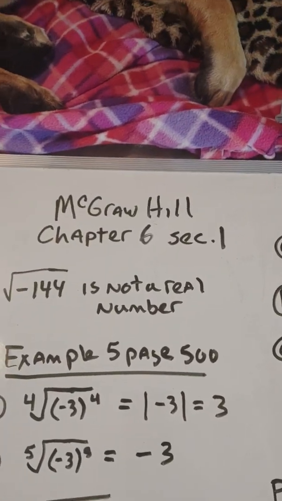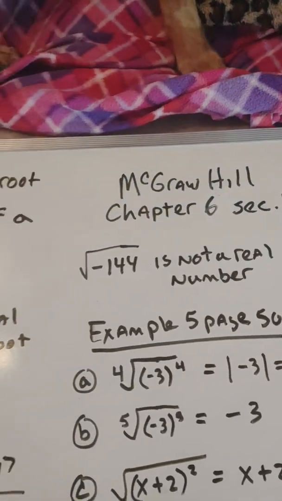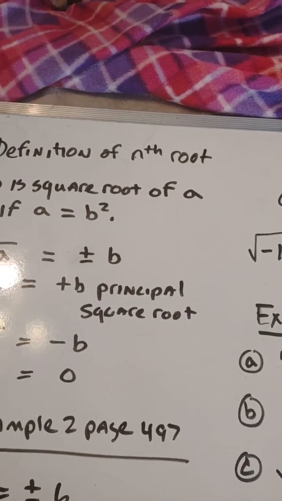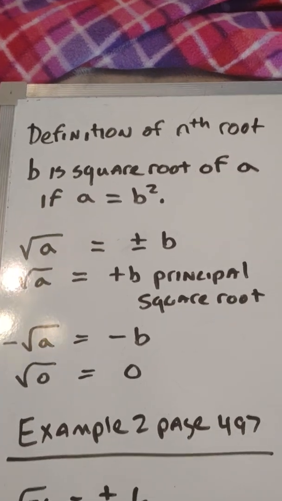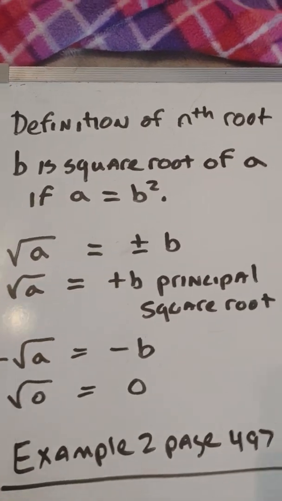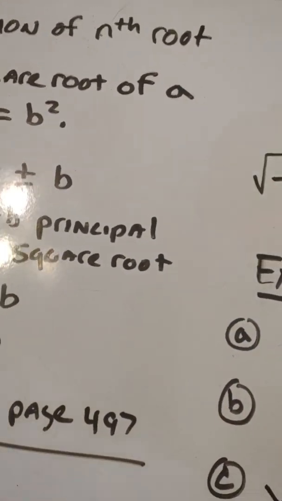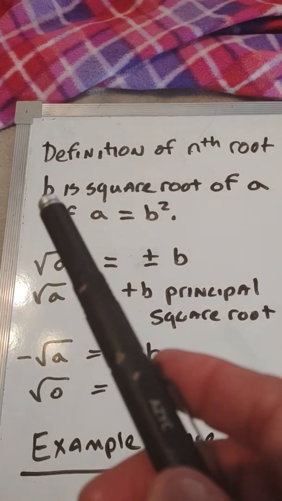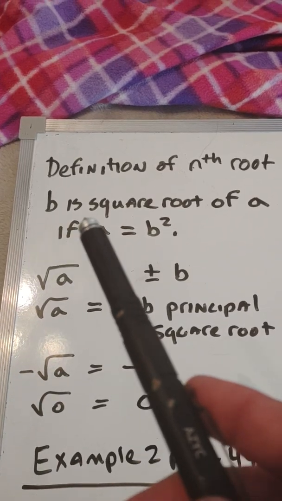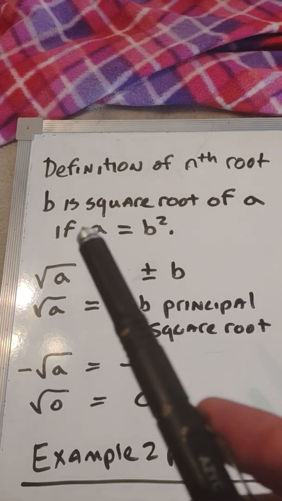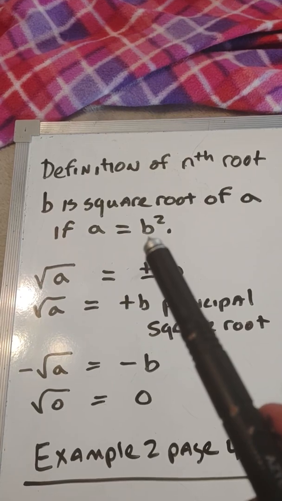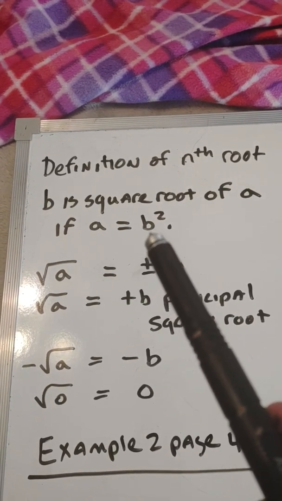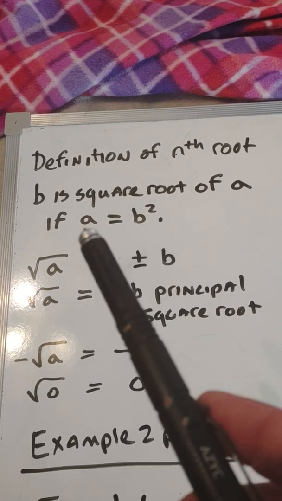Okay, this is McGraw-Hill Chapter 6, Section 1. This is dealing with radicals and complex numbers. First thing it does here is define what an nth root is. Make sure you understand that b is the square root of a if a is equal to b squared, meaning, for instance, if you put 4 here and square it, you get 4, so a would be 4.